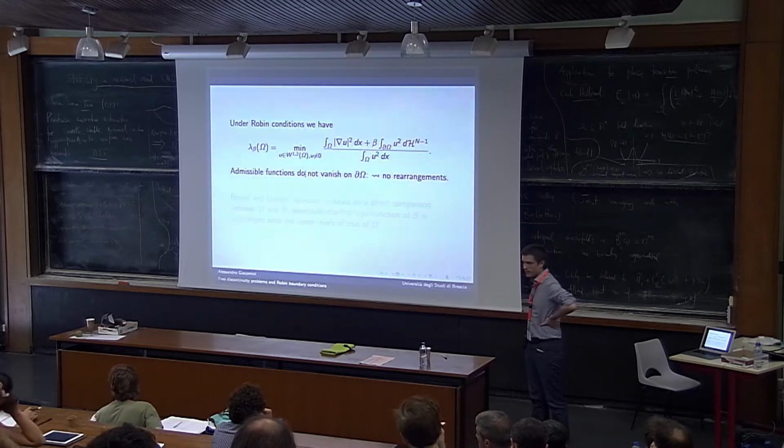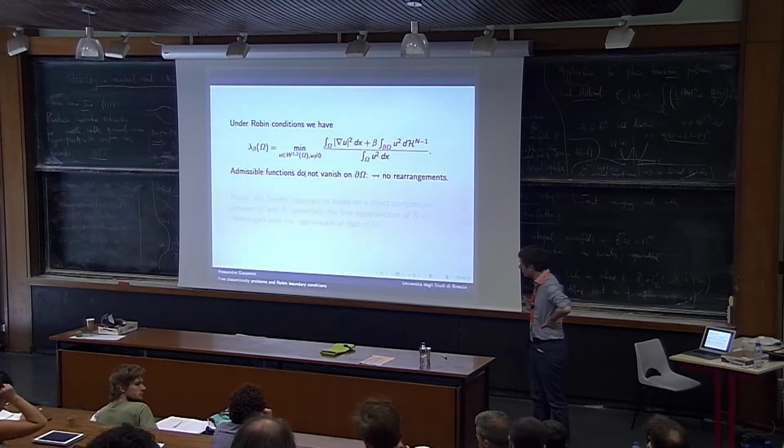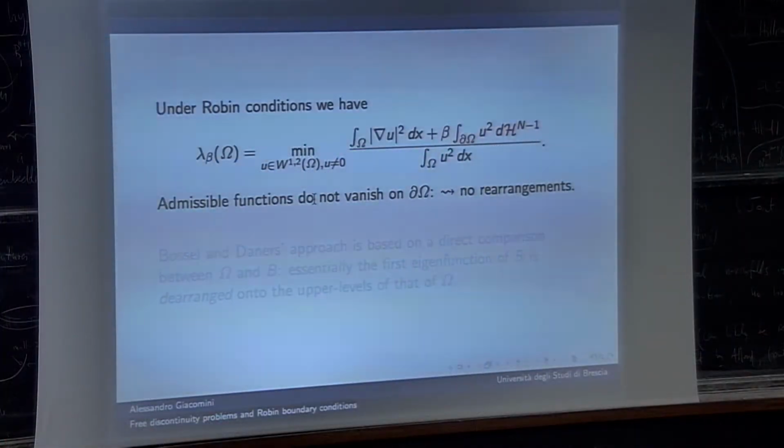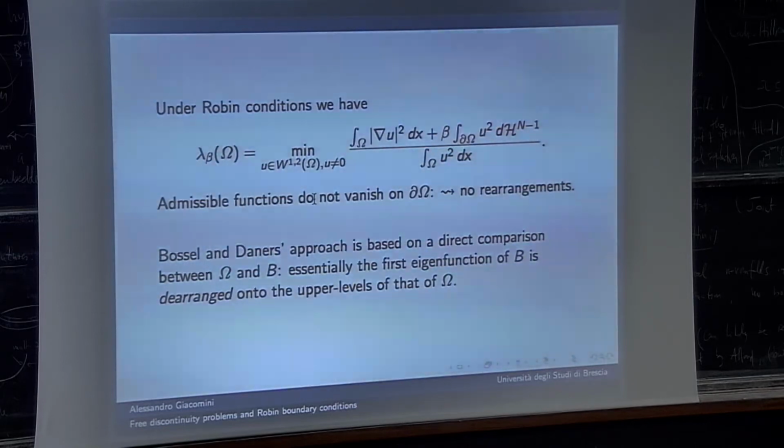So this means that in order to prove the Faber-Krahn inequality in the case of the linear eigenvalue, we have to follow a completely different kind of approach. Bossel and Daners' approach is again based on a direct comparison between a domain and the ball. Well, the technique is not easy to describe.